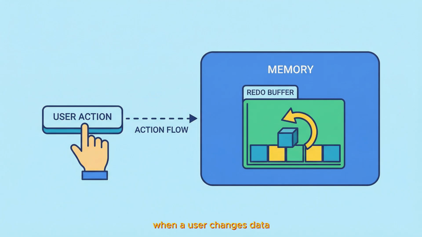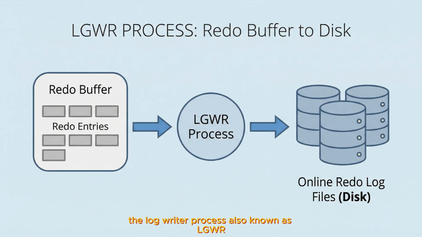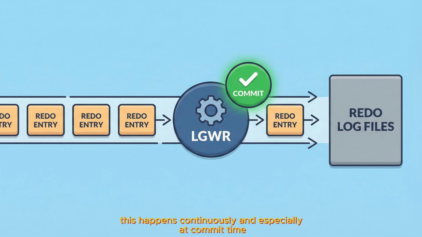When a user changes data, the change is first recorded in the redo buffer. The log writer process, also known as LGWR, writes these redo entries from memory to the online redo log files. This happens continuously and especially at commit time.